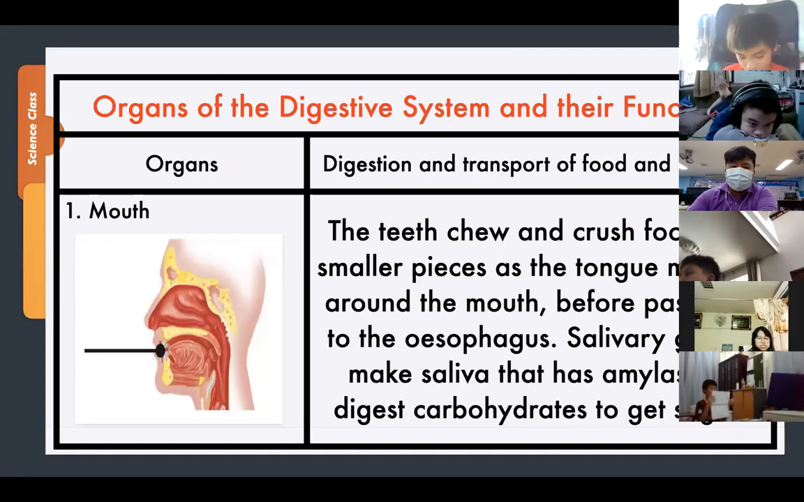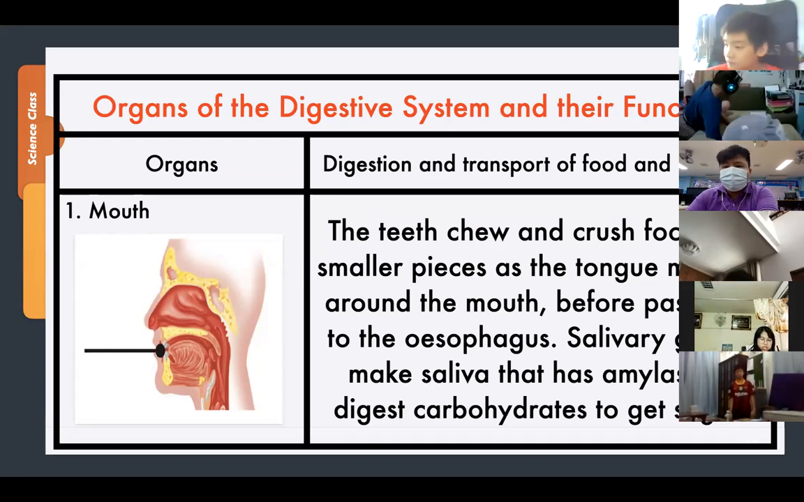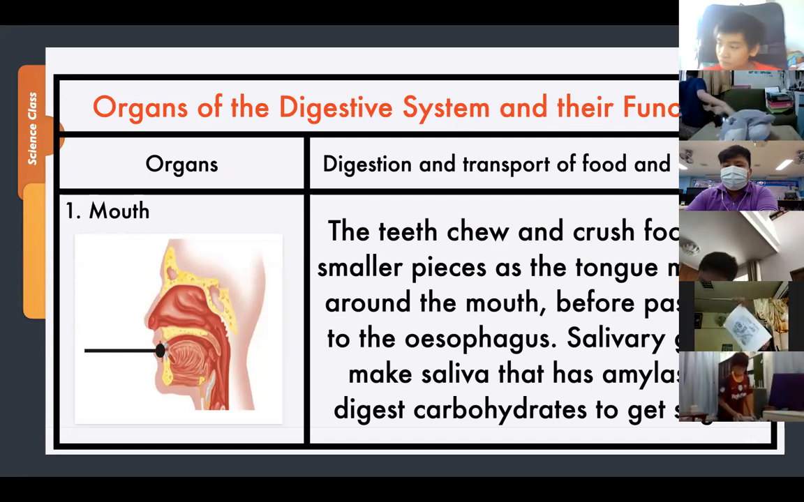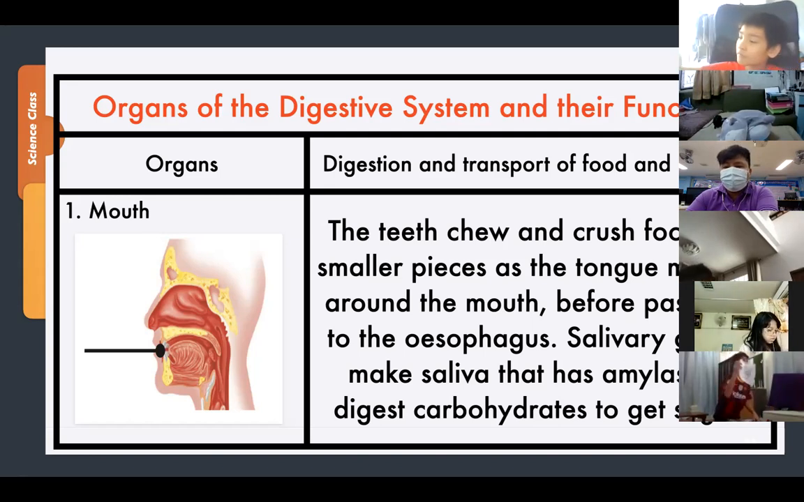These are the functions of the organs in the digestive system. This is the mouth. The work of the mouth is to transport food, right? I think this one is in your worksheet already. Science worksheet. Get one, please. Get your worksheet, please. Check the 16 June 2021 worksheet.